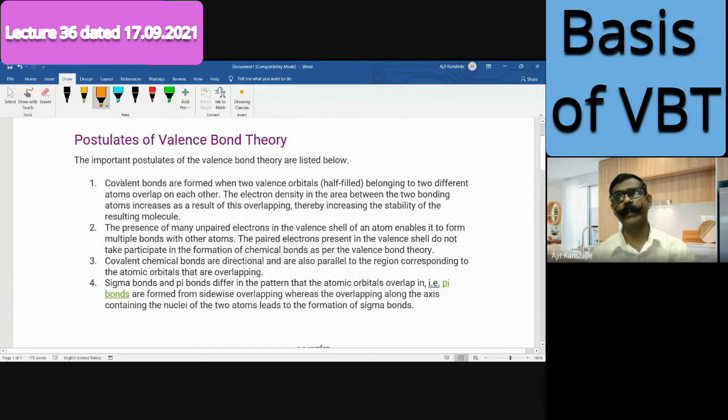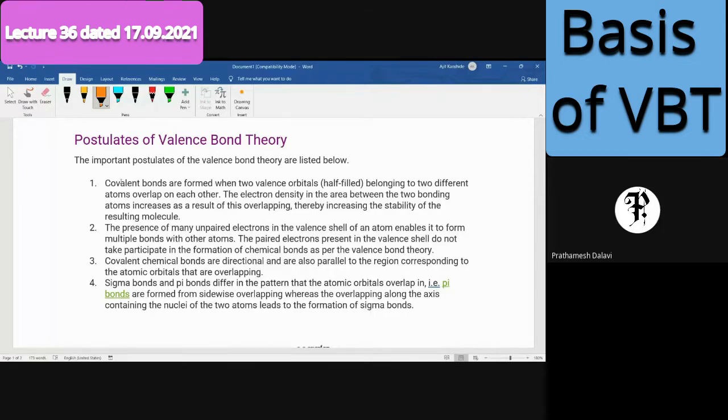Presence of many unpaired electrons will result in multiple bonds. Examples are the O2 molecule and the N2 molecule, and similarly in organic chemistry you can find different multiple bonded compounds. But what kinds of bonds are there? I will discuss those bonds later on. Is the second postulate clear? Yes, sir.